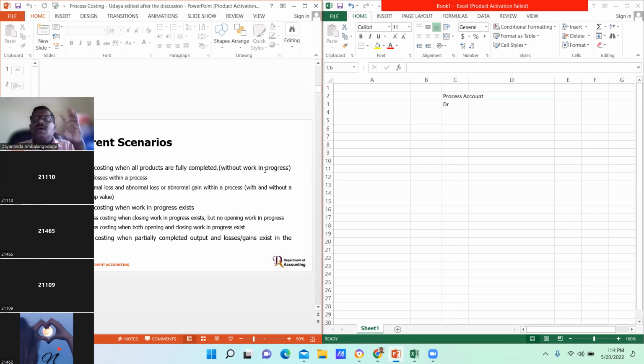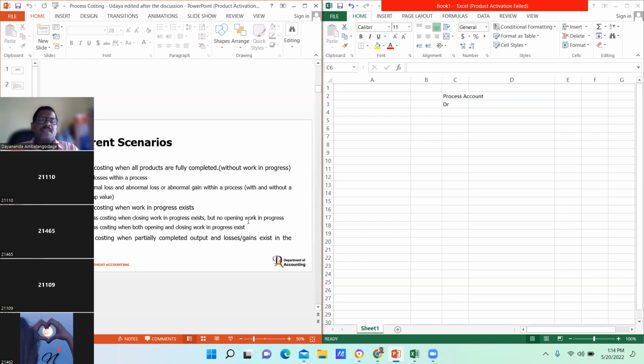So that is with and without work in progress. The second one is process costing with work in progress. So process costing with closing work in progress but no opening. We will be discussing process costing with opening and closing WIP, work in progress, but not opening work in progress. And also process costing with both opening and closing work in progress.